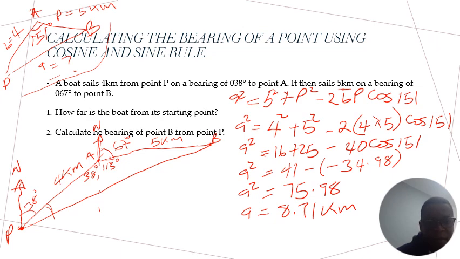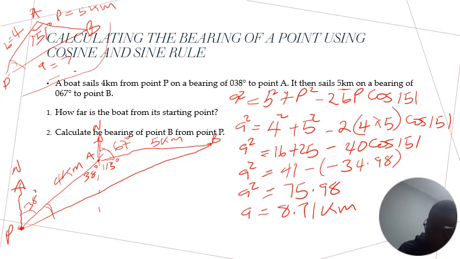If we find that angle, fine and good, because we add 38 plus angle P. For us to do question 2, we need to find angle P. So for us to find angle P, in this triangle, we know this side a as 8.71 kilometers, and we know that angle, we know that side. Now we need to find that angle P.